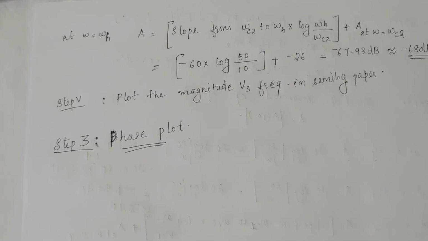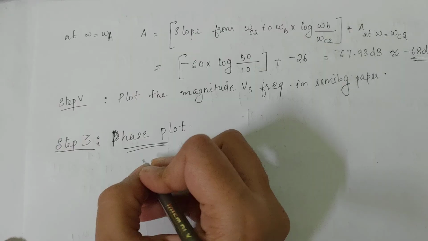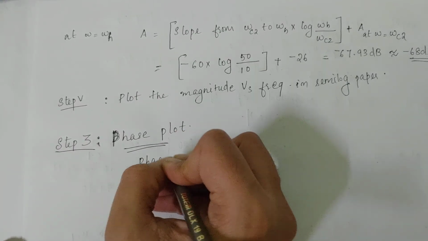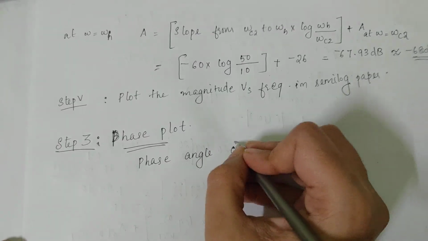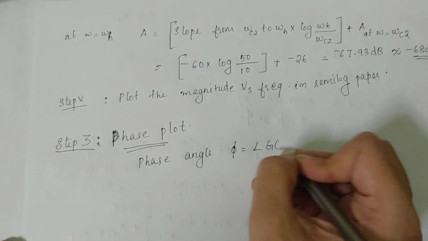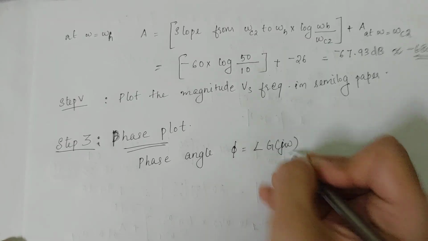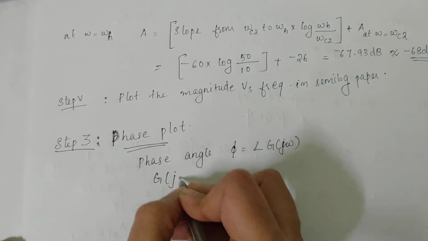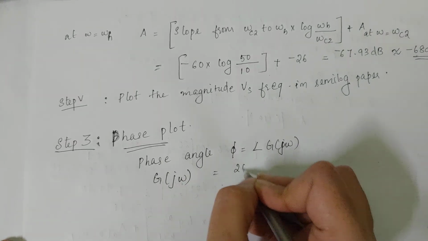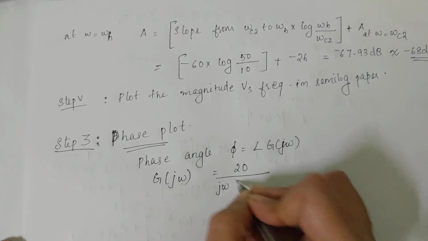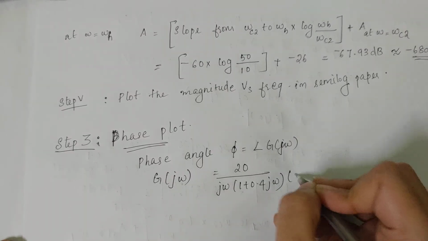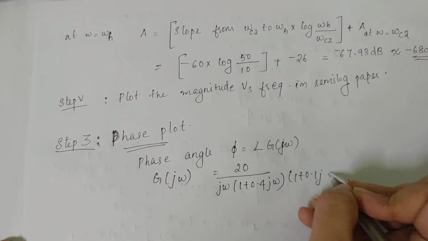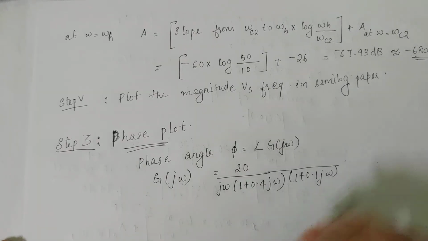Okay. For that, we should find the phase angle. Phase angle phi is equal to angle of G of j omega. And we have G of j omega as 20 by j omega into 1 plus 0.4 j omega into 1 plus 0.1 j omega. Okay, this is our question.